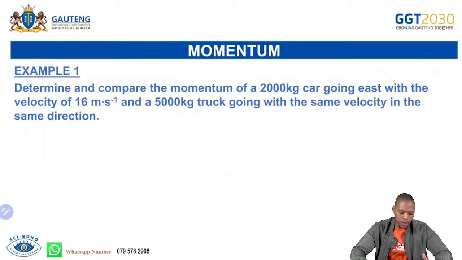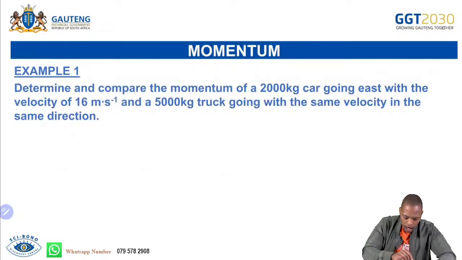Example 1 says: determine and compare the momentum of a 2,000 kilogram car moving east with a velocity of 16 meters per second and a 5,000 kilogram truck going with the same velocity in the same direction. So we want to compare the momentum of the two vehicles. Now, before I do any calculation in momentum, I must remind myself momentum is a vector quantity, so I must always choose direction.